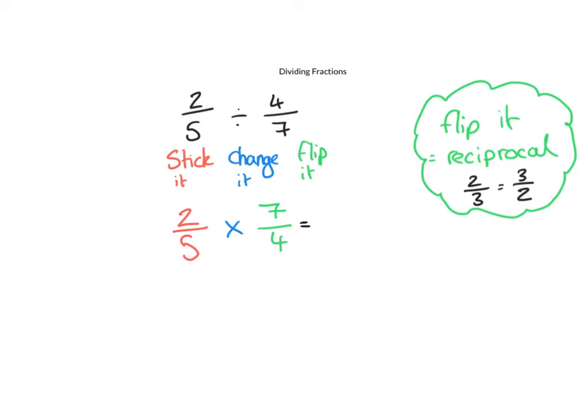We know how to times fractions because we've just done them. 2 times 7 is 14 over 5 times 4 is 20. And then simplifying that down, 14 over 20, half in both of them gives 7 over 10. Tick. Let's do one more example. You might want to pause the video here to copy that one down.